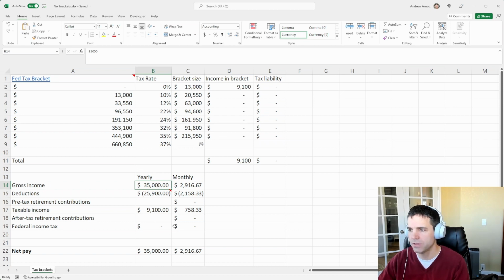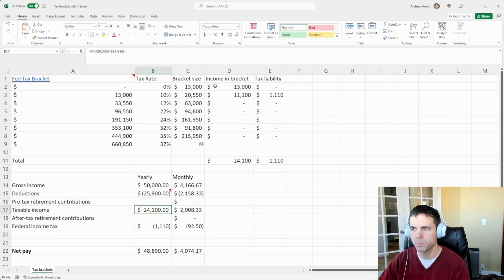And let's raise it up a bit. Let's say you earn $50,000. Now this gets more interesting. So you still get the standard deduction, but now your taxable income is high enough that your income spills over from the first bucket into the second bucket. So you actually are paying taxes based on two buckets.